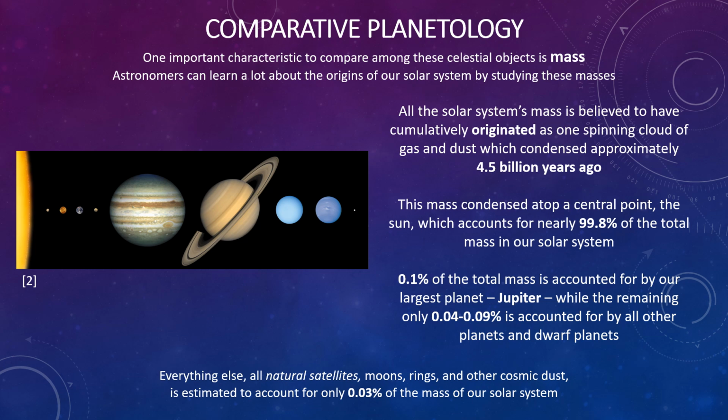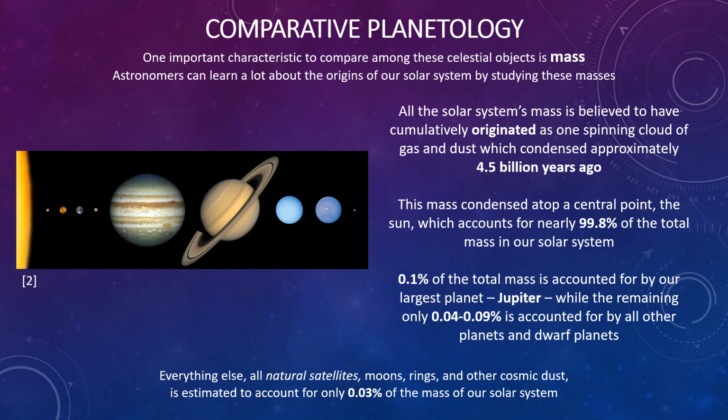This mass was primarily concentrated in a central point, which we call the sun. The sun is 99.8% of the mass of our solar system. So it has enough mass to undergo nuclear fusion and become a star, but there are much smaller objects in our solar system because we still have that 0.2% to work with that makes up all of the planets and the comets and the asteroids and everything else.